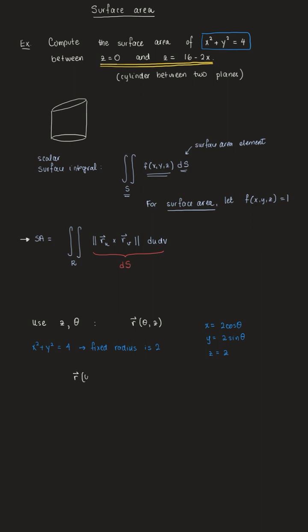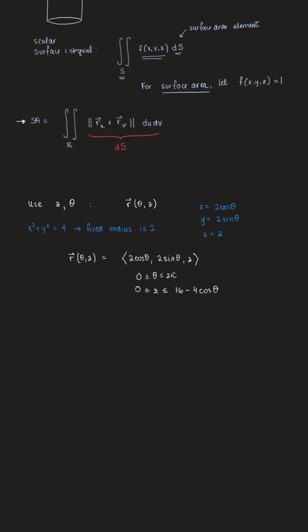So r of theta, z will be first component 2 cosine theta, second component 2 sine theta, third component z. We will let theta go from 0 to 2 pi, and let's let z go from 0, the xy plane, to 16 minus 2x, but x is 2 cosine theta. So this is going to be 16 minus 4 cosine theta. And we have our parametrization.